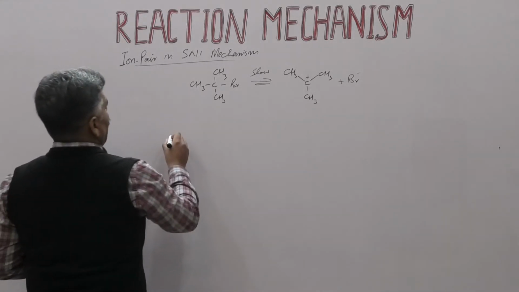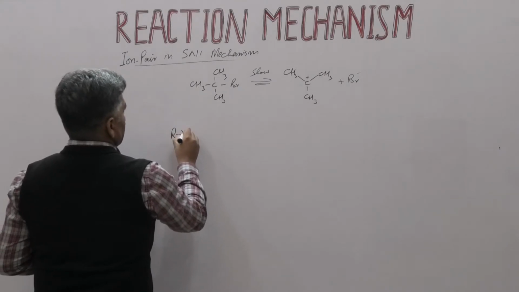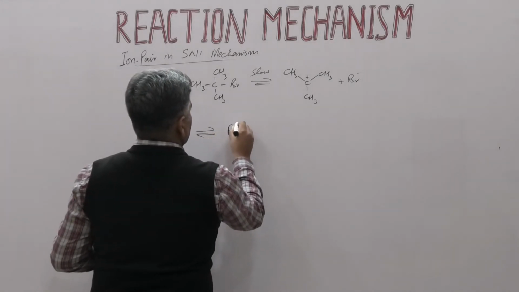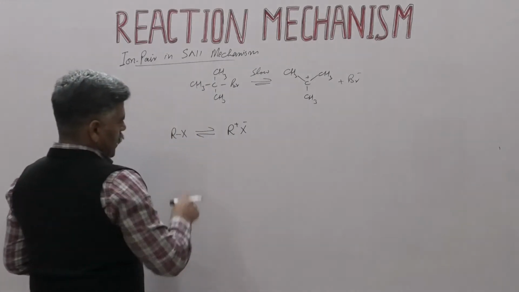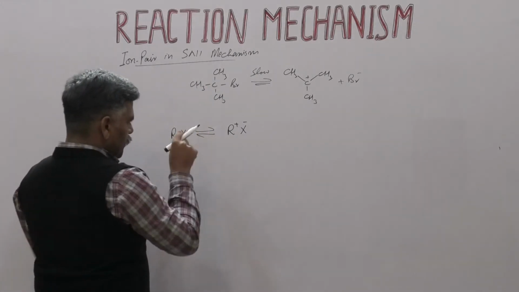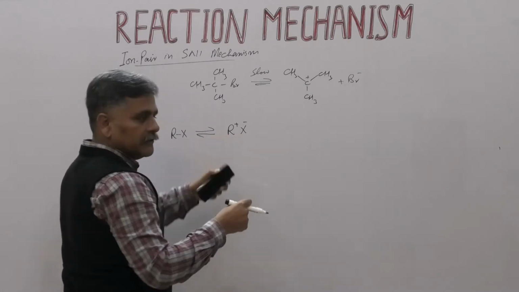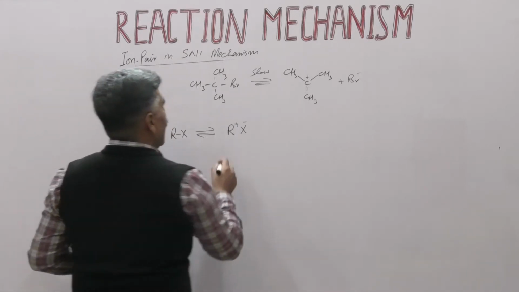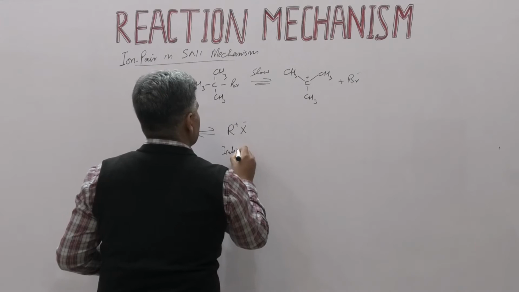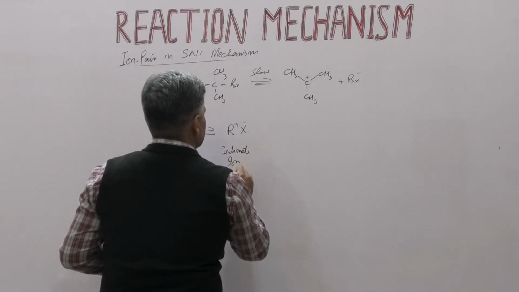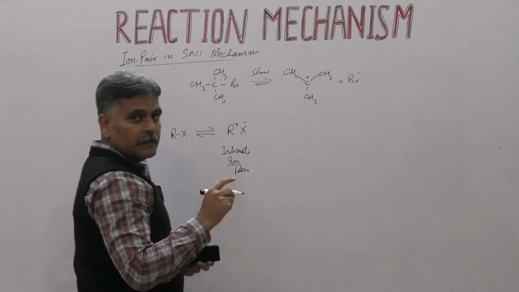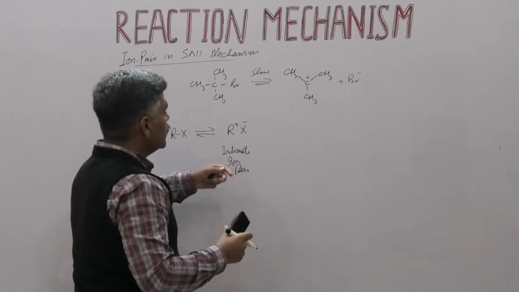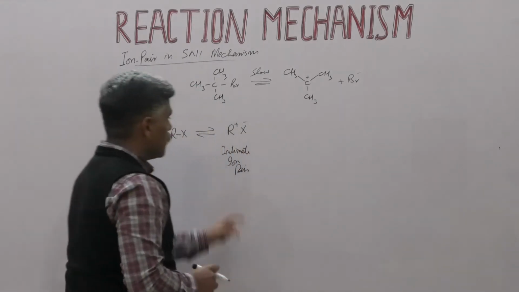Suppose we have RX, this is our substrate. At first it is converted into R positive and X negative. So this is the stage in which both the positive and negative ions are very close to each other. They are known as contact ion pairs, or intimate ion pairs. This means the X negative is not away from this R positive. In other words, this R positive is not free right now.